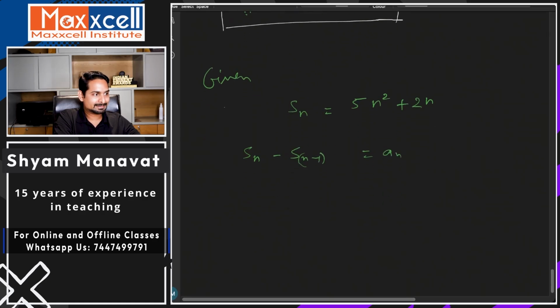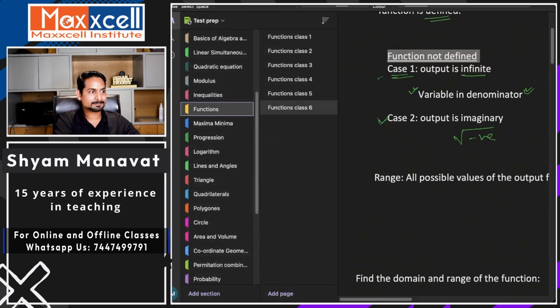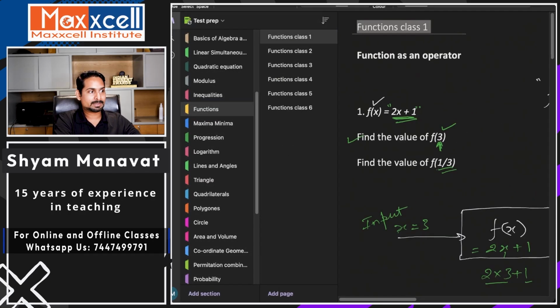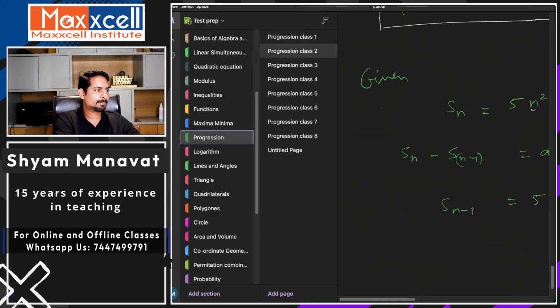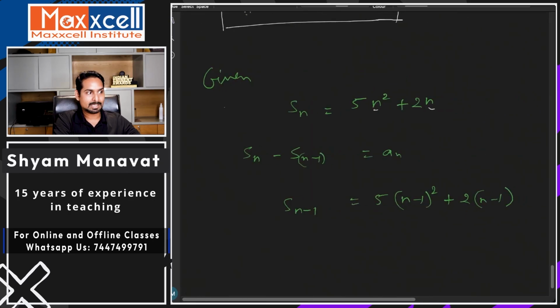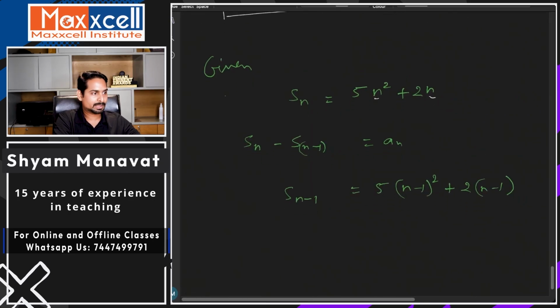What do you mean by Sn minus 1? That means at the place of n, you replace n minus 1. So what do you get? 5(n minus 1) square plus 2(n minus 1). Are you getting it? It's like functions. You remember functions? We have studied functions. Instead of x, we substitute x is equal to 3. Same here in progression. Instead of n, I replace n with n minus 1.